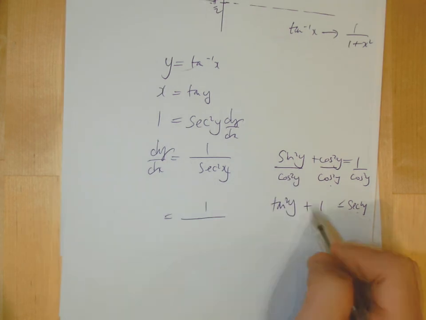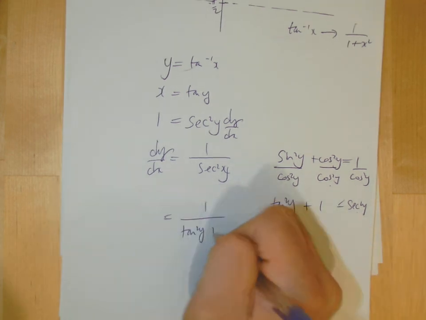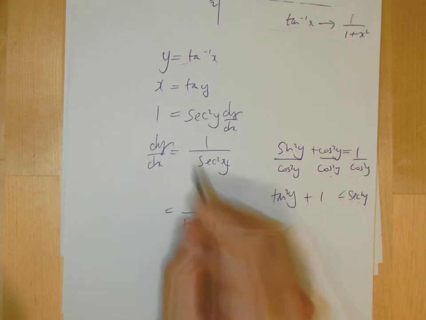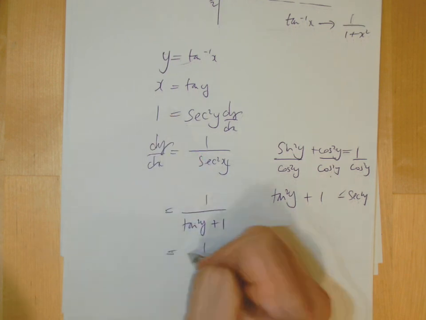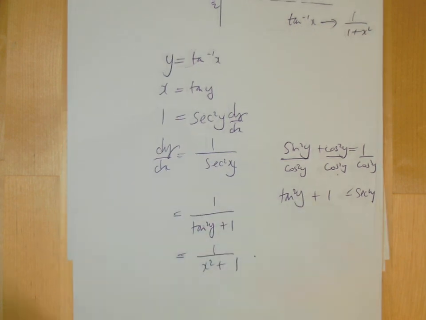Okay, so then this becomes 1 over sec squared is tan squared plus 1. Okay, and of course then tan squared is x. It's going to be x squared, isn't it? So x squared plus 1, and you get your result.